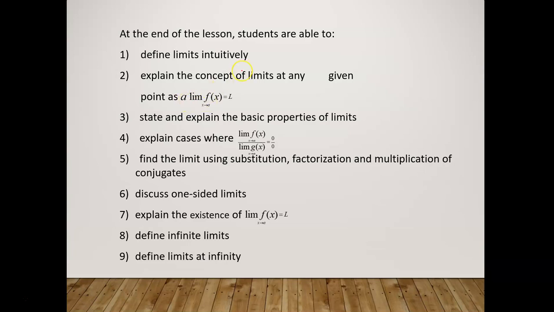By the end of the lesson, students should be able to define limit, explain the concept of limit at any given point a, where limit f(x), x approaching a equals L, is a constant value L, state and explain the basic properties of limits, explain cases where limit f(x) over limit g(x), x approaching a, is equal to 0 over 0. This is what we call an indeterminate form.